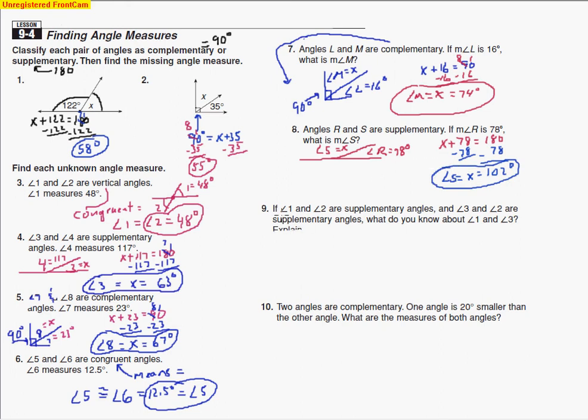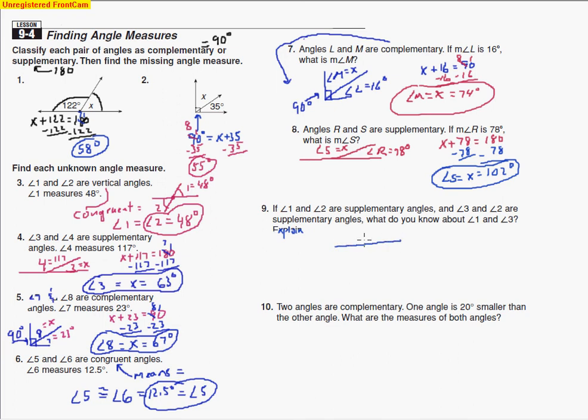Well, this next one says that if angle 1 and angle 2 are supplementary angles, angle 3 and angle 2 are supplementary angles, what do we know about angle 1 and angle 3? And it says here, explain. And so we need to figure out what are those angles. And so the way we're going to end up doing that is, let's take a look at this first one here. Angle 1 and angle 2 are supplementary.